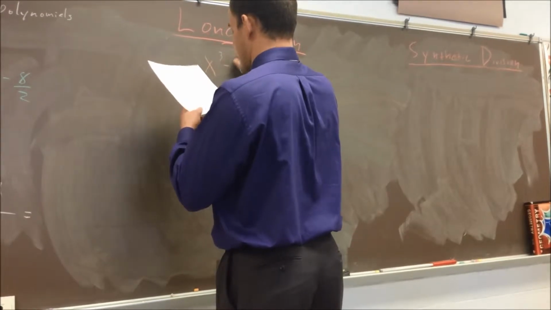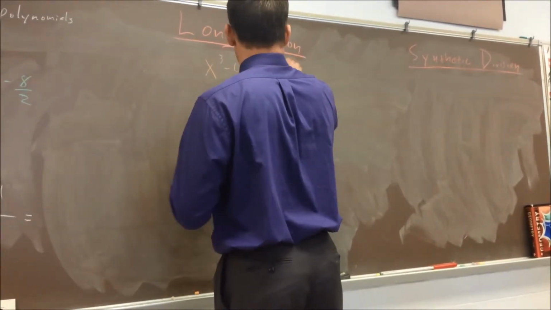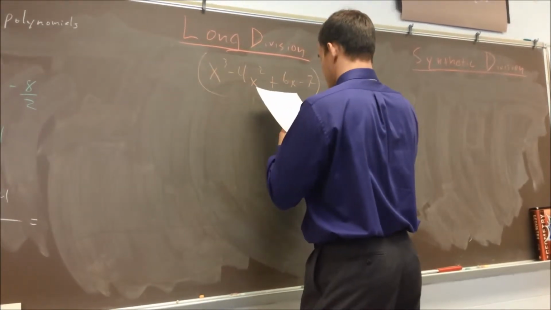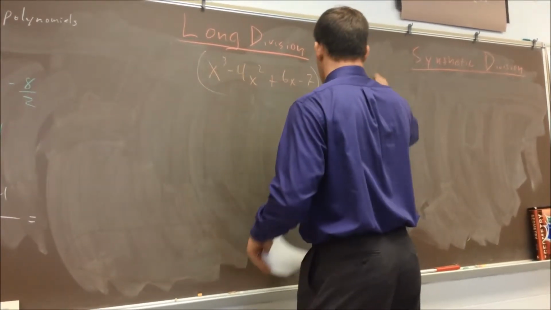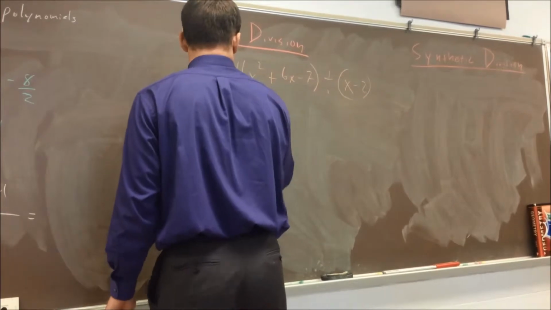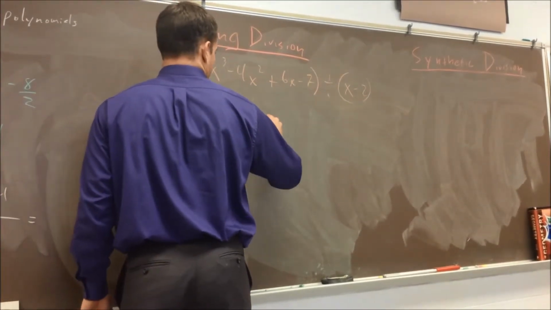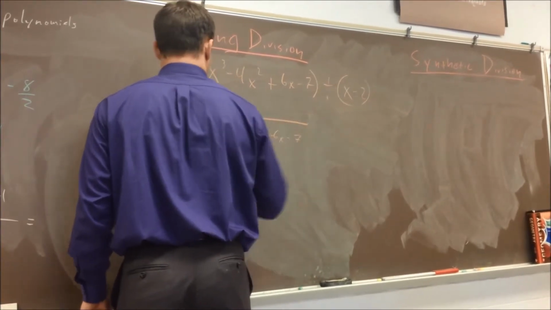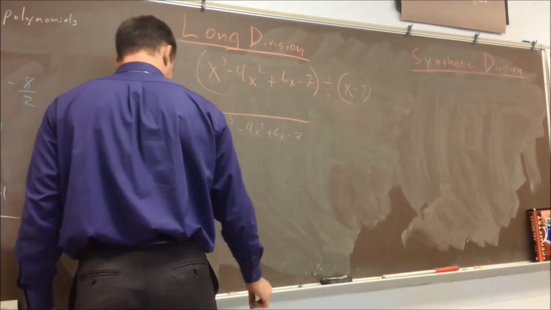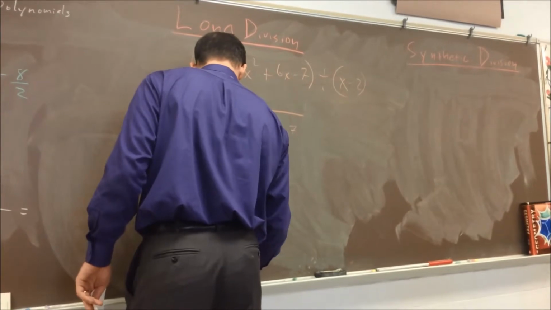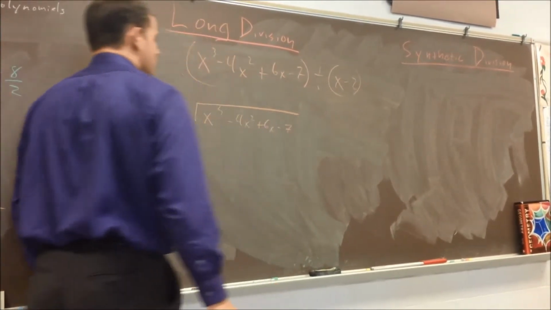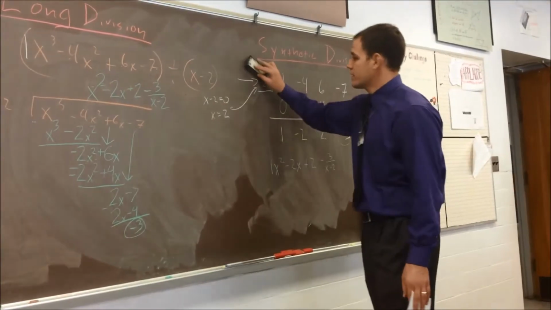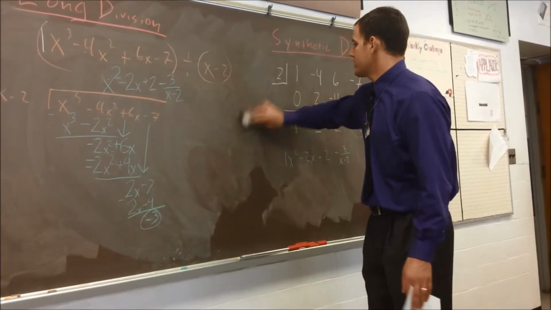X cubed minus 4x squared plus 6x minus 7, all divided by x minus 2. I will give you 45 seconds to do it with your team. 3, 2, 1, my turn.